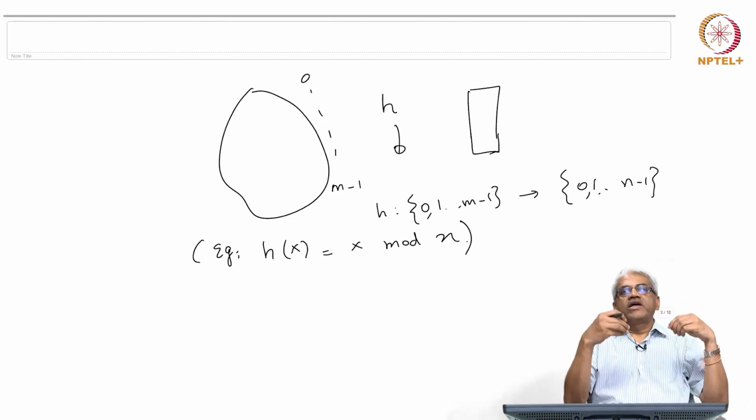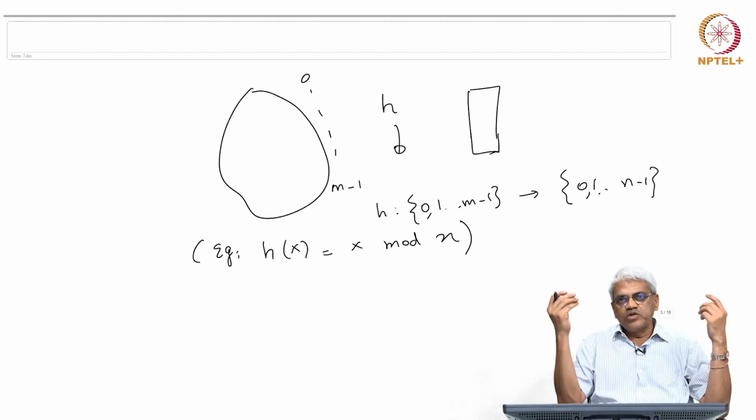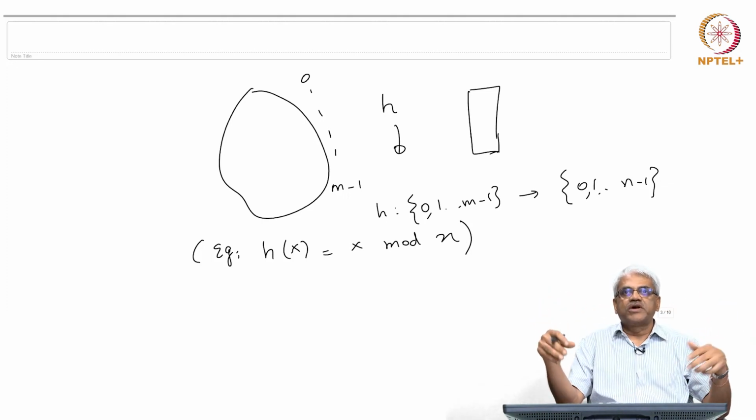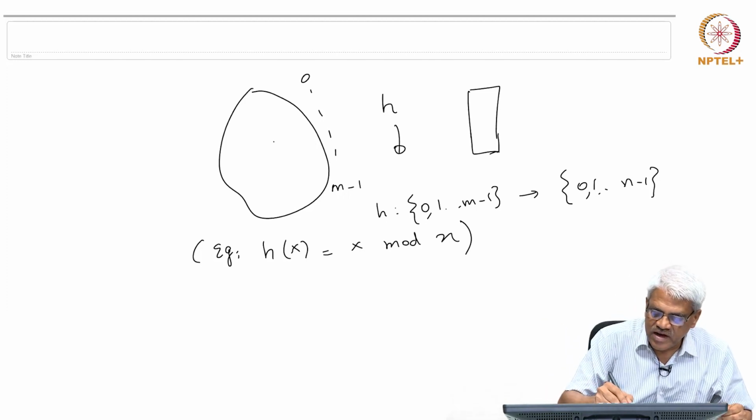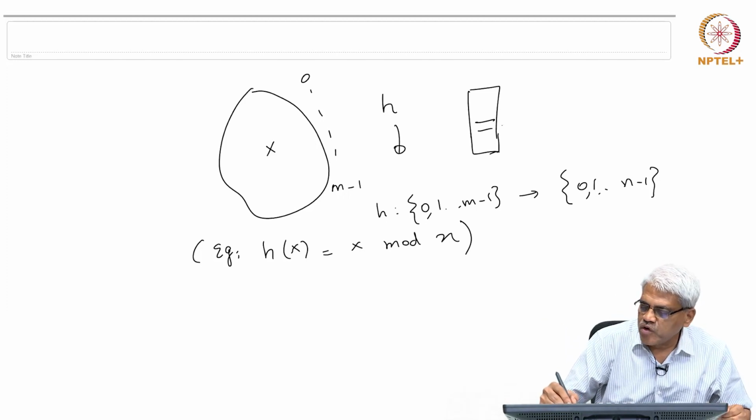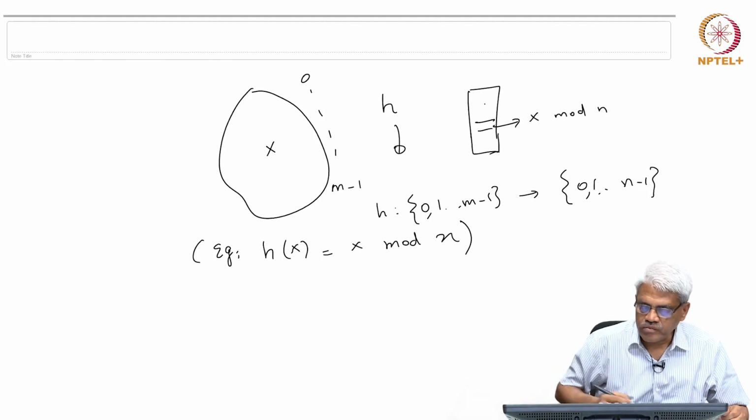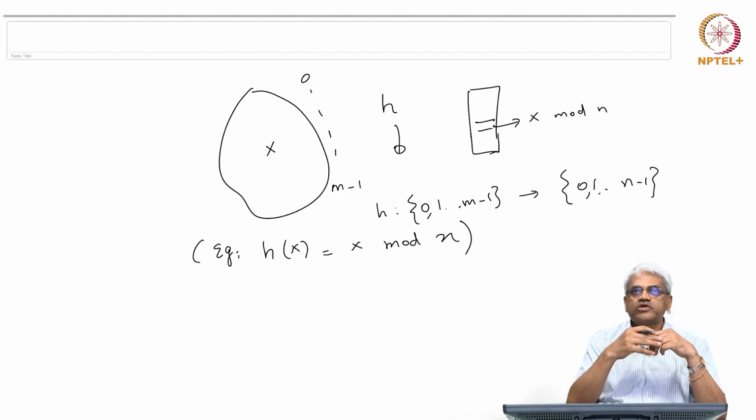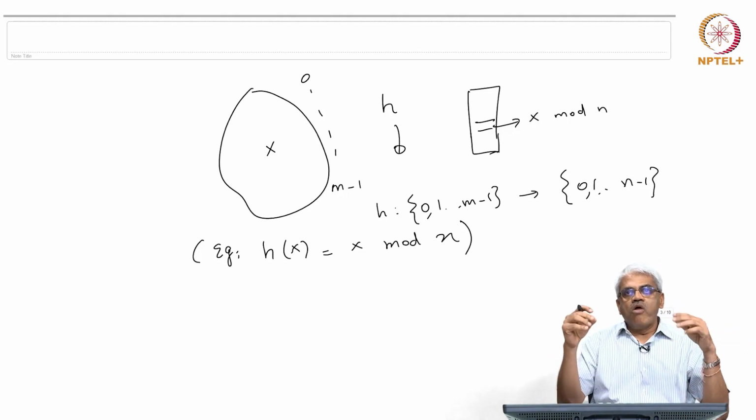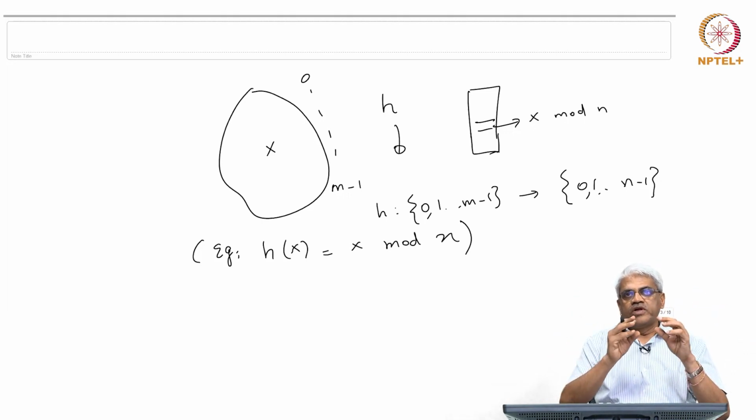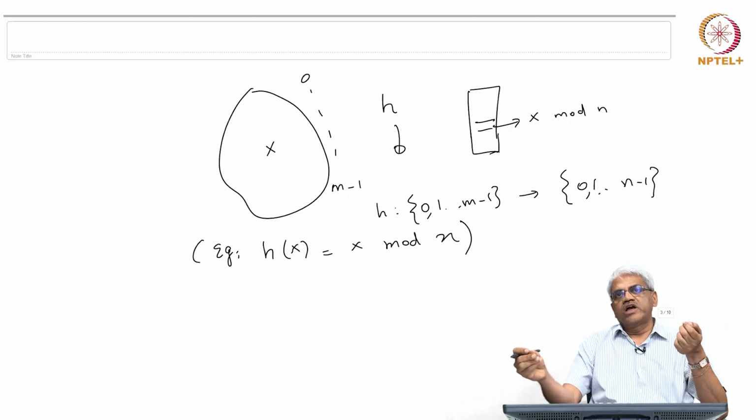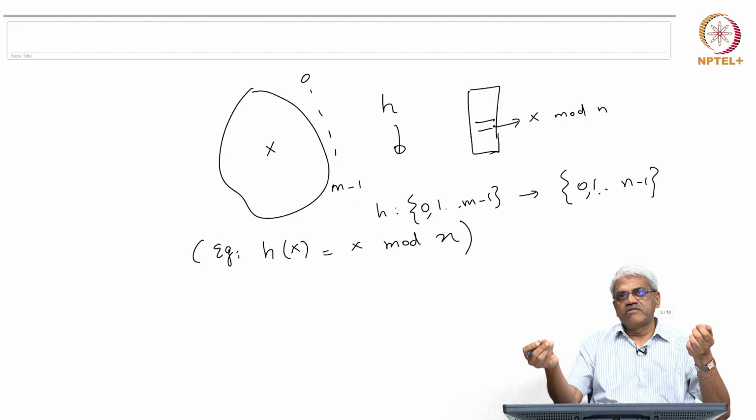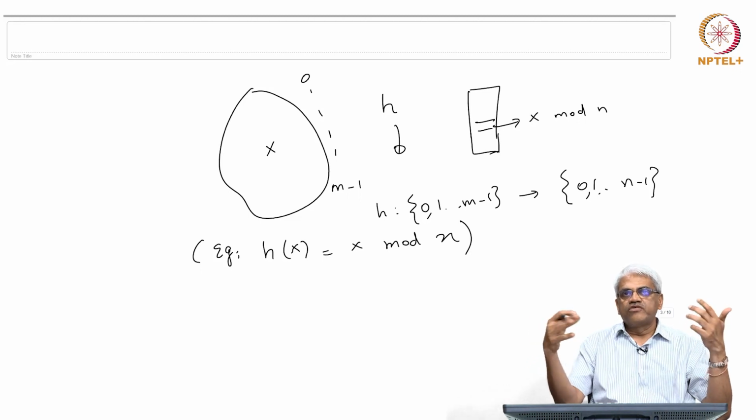So I divide by n and take the remainder and put it there. I know that the remainder must be between 0 and n minus 1. So if you want to represent the set element x, I will just go here and say x mod n. Okay. So I am going to store this in the table. This is again nice. Now when you want to search for x, I do a mod n, go there and see if that table has a value, then I say yes.